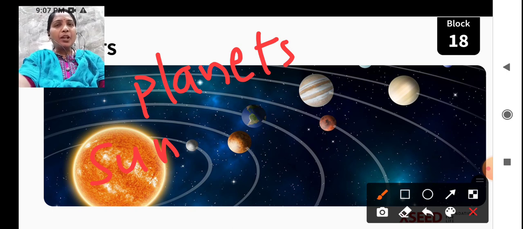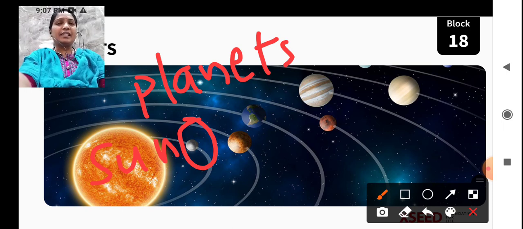A big ball of fire known as the sun, and around the sun the planets are revolving. The first planet is very close to the sun. In today's class, you are going to learn in detail about the distance of these planets from the sun: which planet is very close to the sun, which planet is very far away, and what is the distance between these planets and the sun.